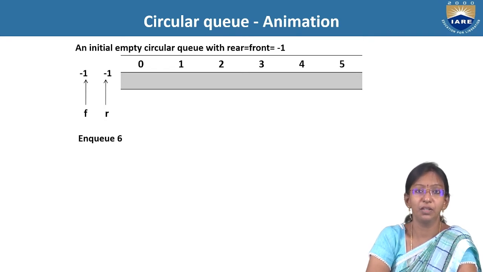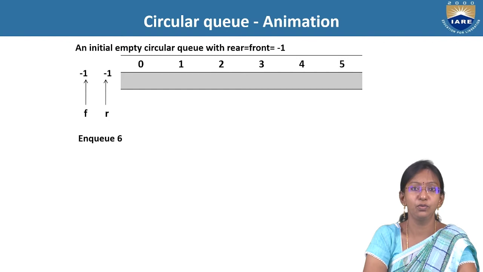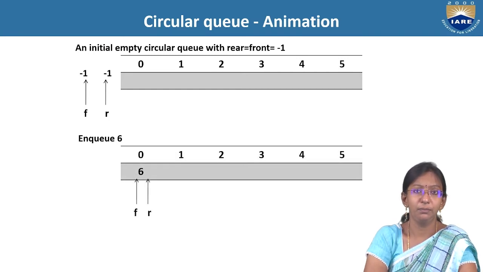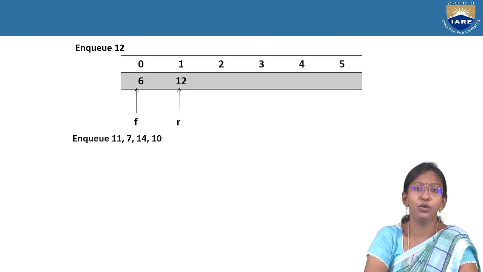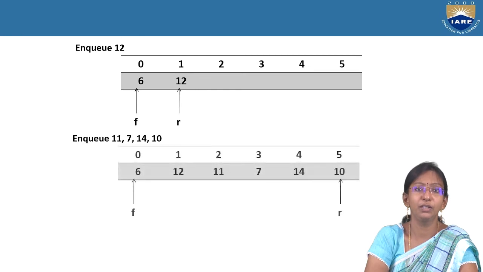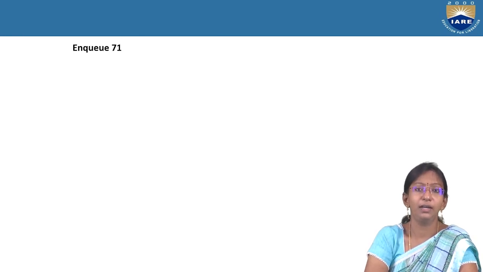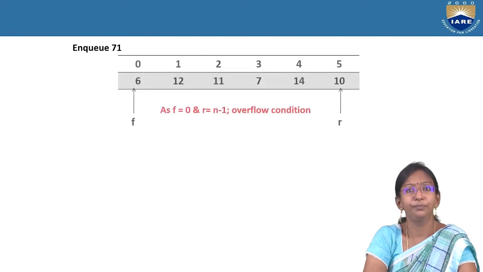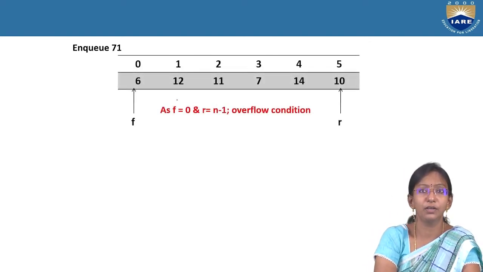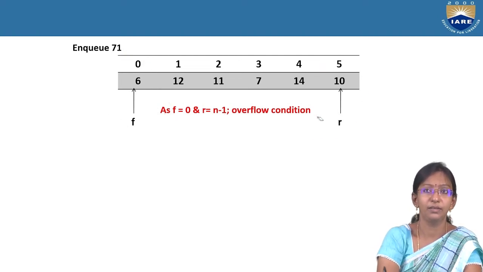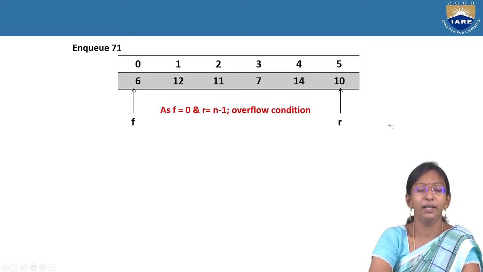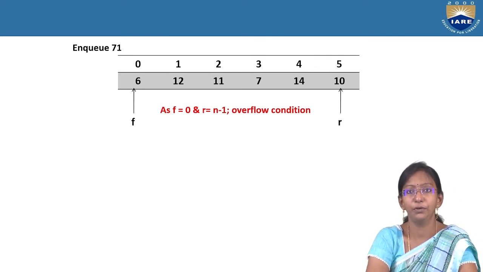Initially, the queue is empty, and you are trying to enqueue 6. Both front and rear will be incremented. Again, on an enqueue, rear will be incremented. You have enqueued 4 elements. Now rear is pointing to the highest index value. And now if I try to enqueue, in the case of a circular queue, you are going to check 2 conditions. As the front is pointing to 0, as well as the rear is pointing to the highest index, overflow is raised. Even if one condition is false, you can perform enqueue.